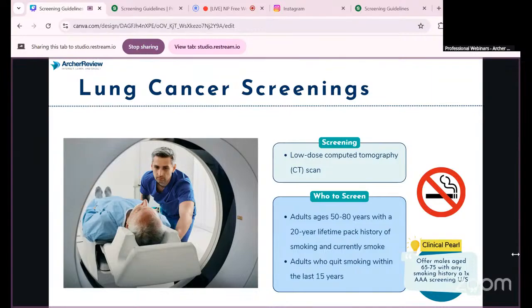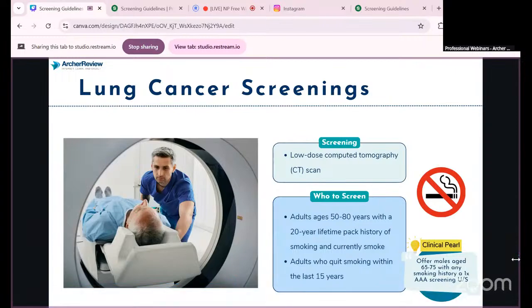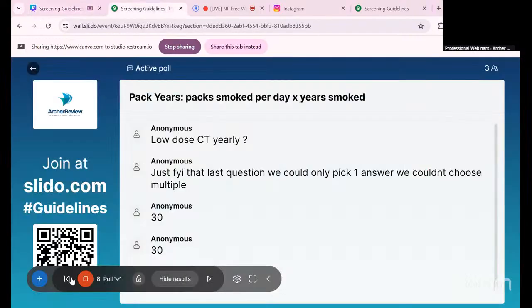And in addition to the low dose CT scan, I've got it here in a clinical pearl for you guys. USPSTF recommends men aged 65 to 75 with any smoking history be offered a one-time screen with ultrasound for an abdominal aortic aneurysm. Again, age 65 to 75. So remember that for just a minute. And of course, offering counseling on smoking cessation and a behavioral change therapy or medication is also listed as a grade A guideline.